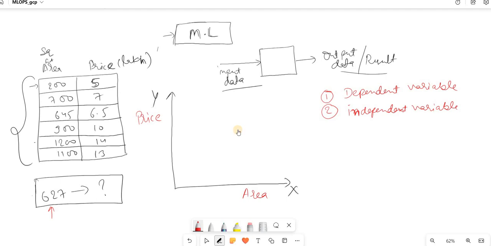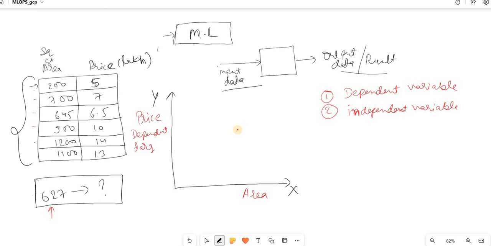Now, what is a dependent variable? Let us suppose I change this square feet value; accordingly, the price changes. This means the price depends on the square feet area. So this is called your dependent variable. On the y-axis, you will always have your dependent column, meaning your target column.